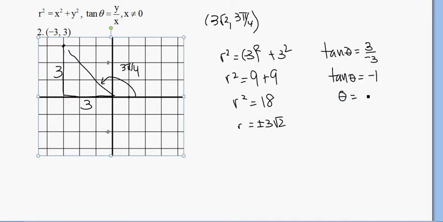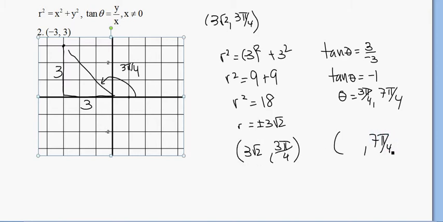So theta is equal to... tangent is negative in the second and fourth quadrants. So that would be 3 pi over 4 and 7 pi over 4. So if my angle is 3 pi over 4, then my radius in this case is 3 square roots of 2. And if I use 7 pi over 4, that's over in this quadrant, but I want to make sure the point stays in the second quadrant. So that would be the negative radius of negative 3 square roots of 2.